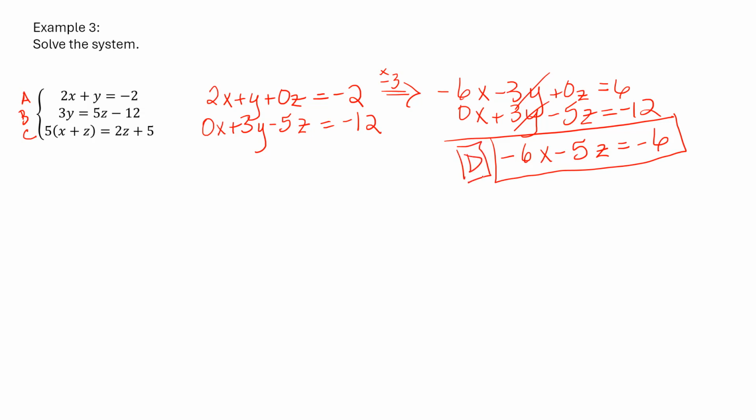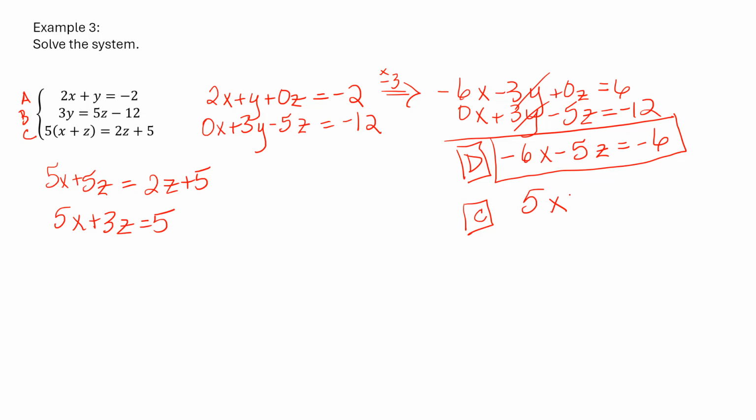And I now have 2 equations and 2 unknowns because C is already in x and z. So I'll bring C over here and get everything on one side except for the constant. So if I do that, over here I've got 5x plus 5z equals 2z plus 5. So if I rewrite this in standard form, with just the constant on the right side, I'll have 5x plus 3z equals 5. So that's the equation I'm going to put over here: 5x plus 3z equals 5.